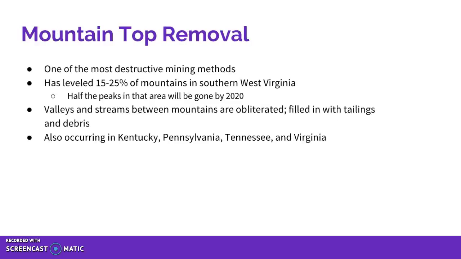One of the most destructive mining methods is mountaintop removal, and it has leveled 15 to 25% of mountains in southern West Virginia. By 2020, we believe in southern West Virginia, half of the peaks in that area will be gone. One of the reasons it's destructive, it literally is taking off the top of a mountain. But secondly, the valleys and streams in between the mountains are obliterated, and they're filled with the tailings and debris from the removal of the mountaintop.